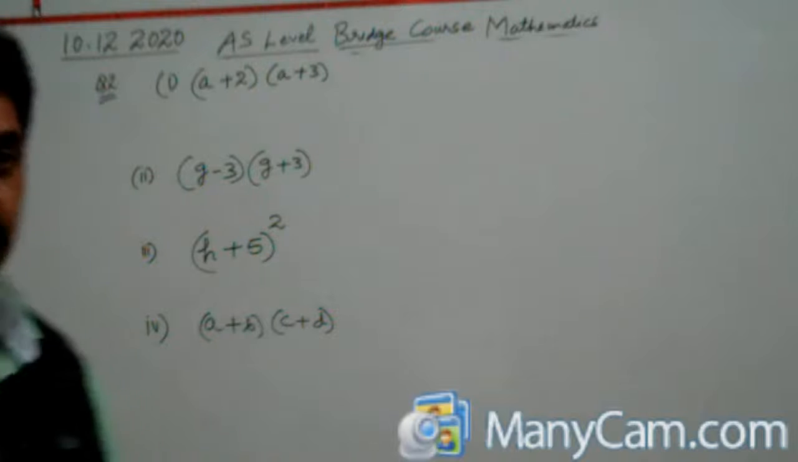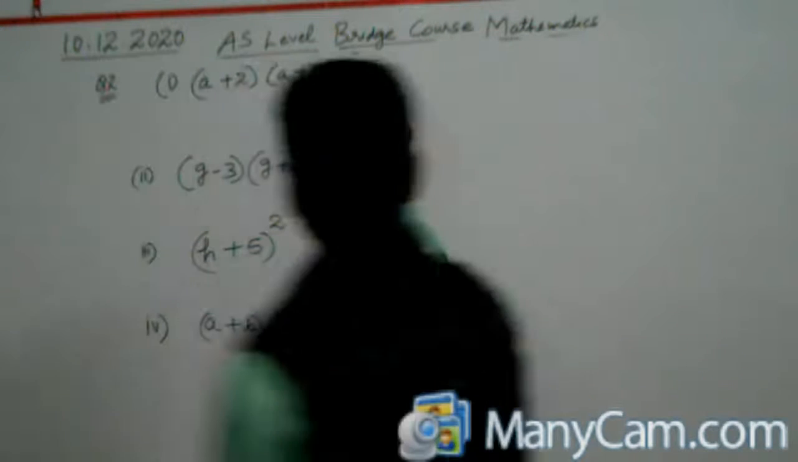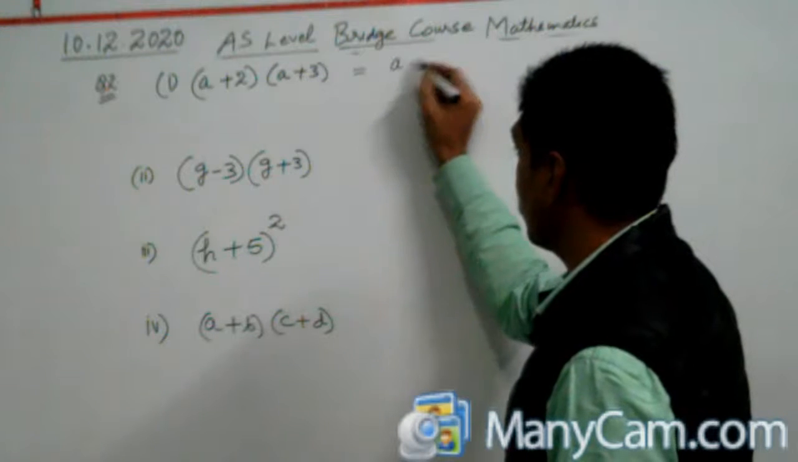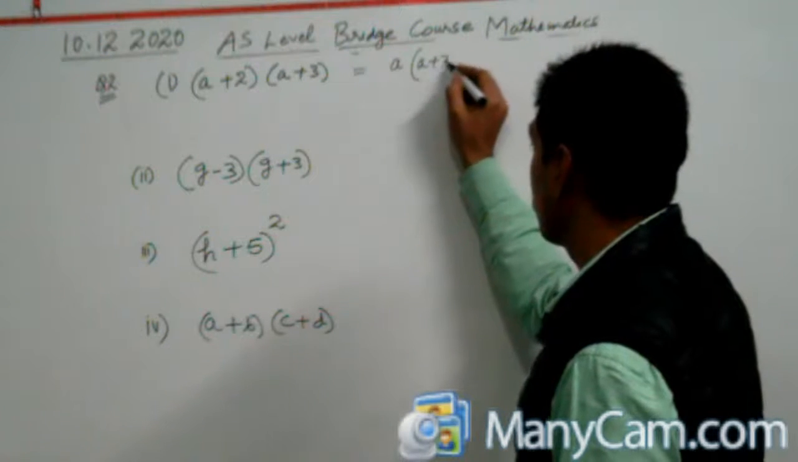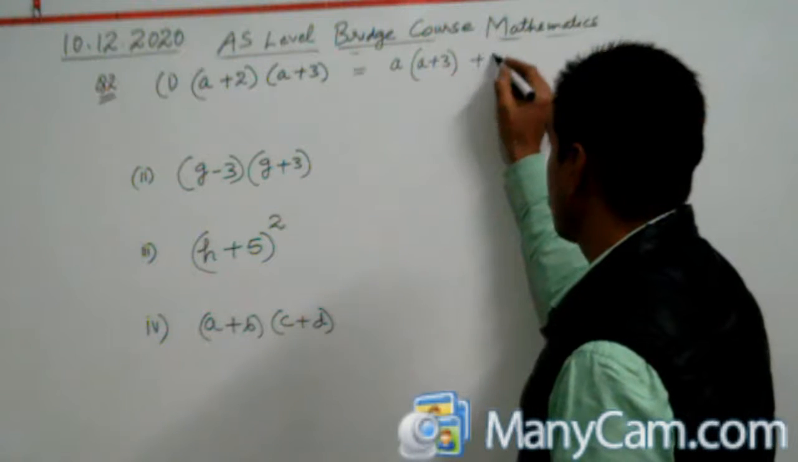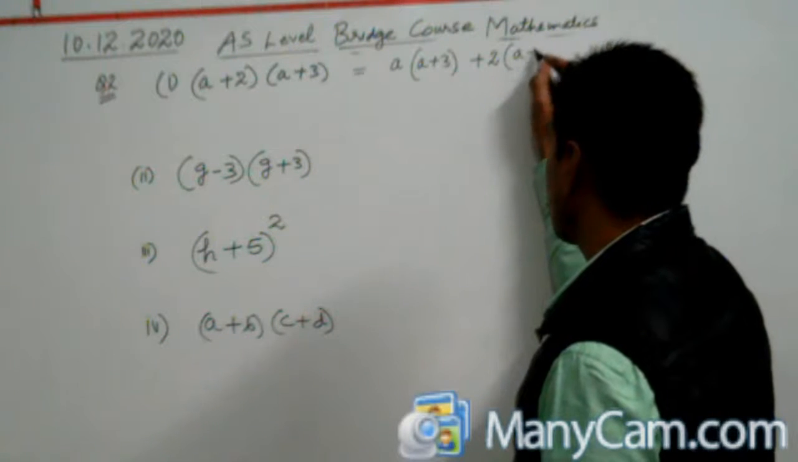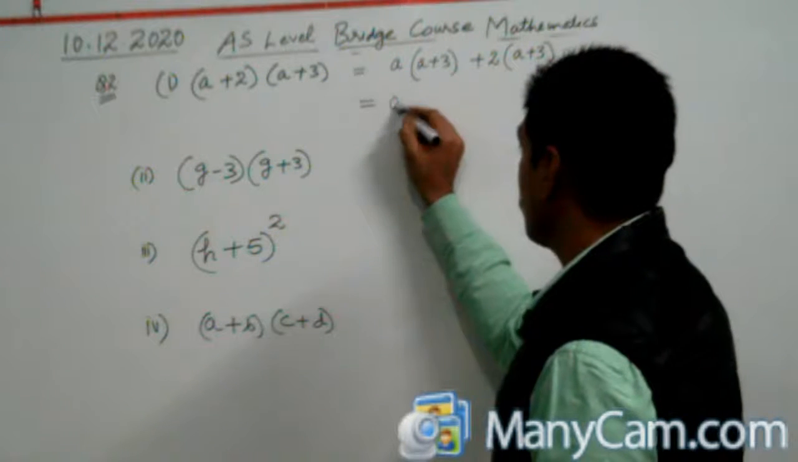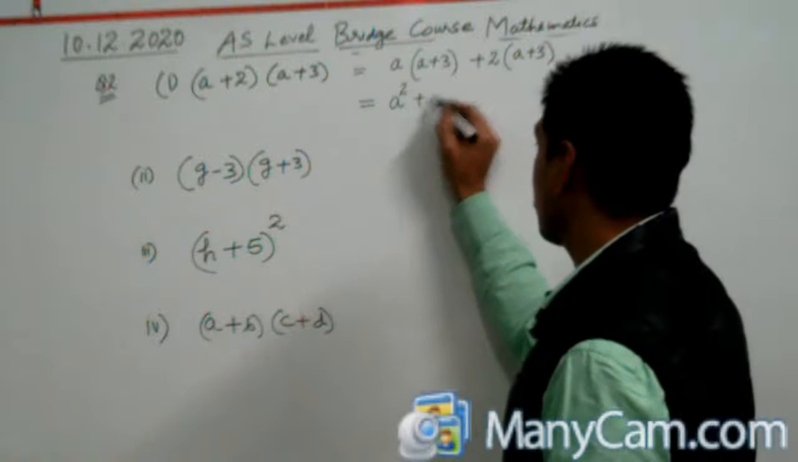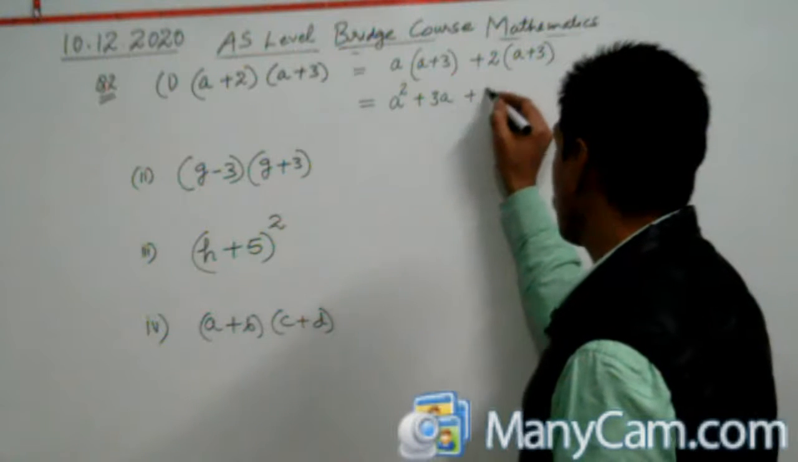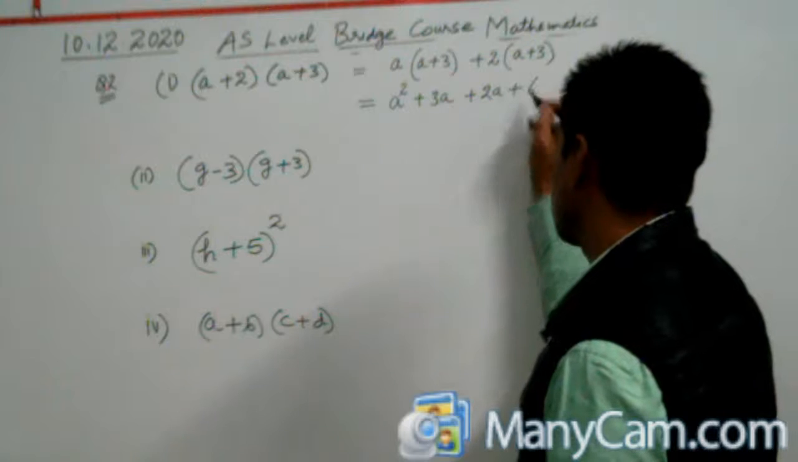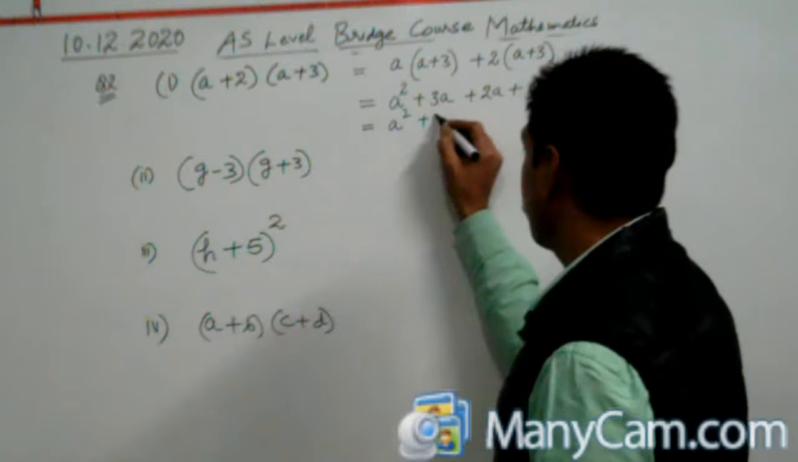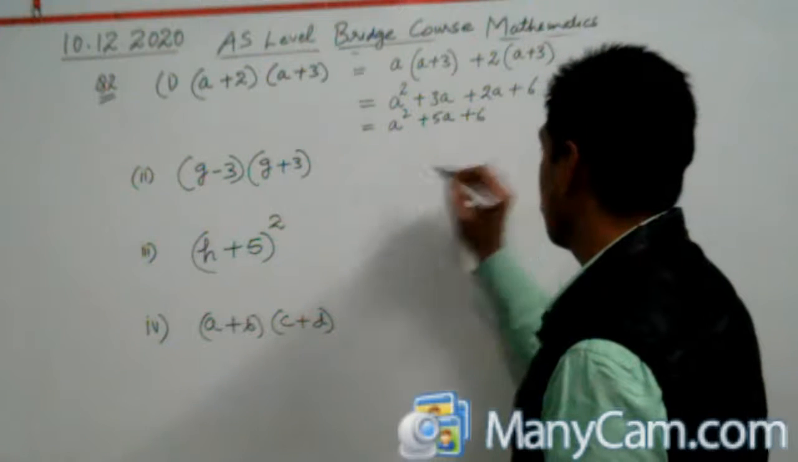These are very simple. So here we know, when we open the bracket, first one, this is a into a plus 3 and plus 2 into again a plus 3. I have opened the first bracket. So here we have a square plus 3a plus 2a plus 6, which is equal to a square plus 5a plus 6, right?